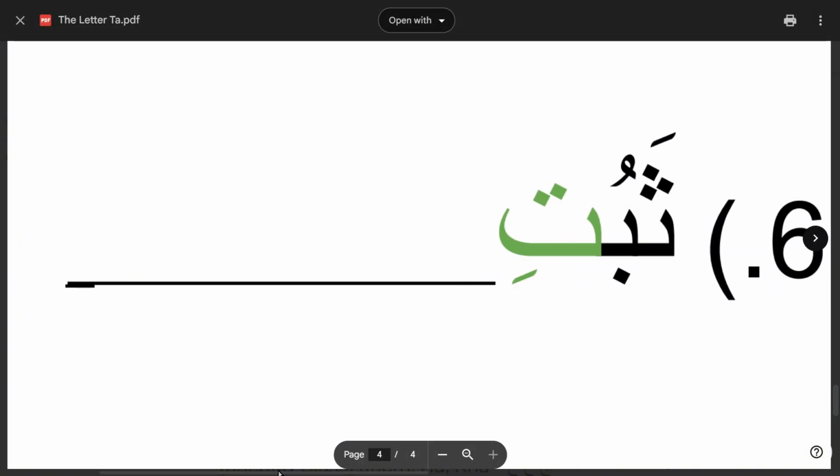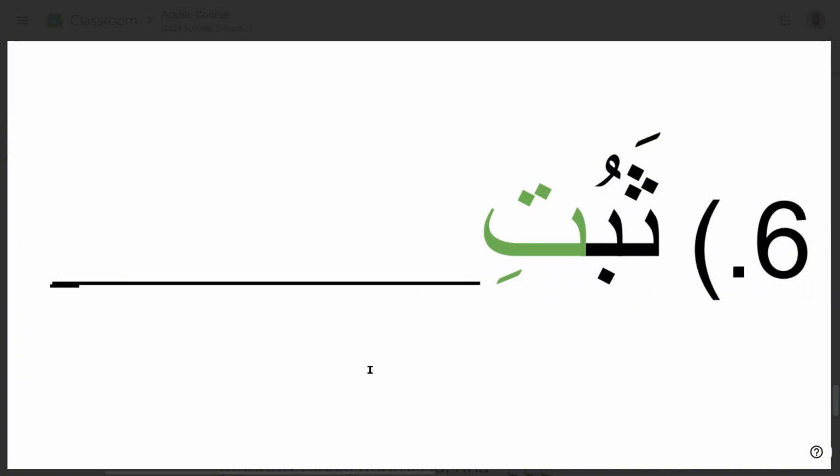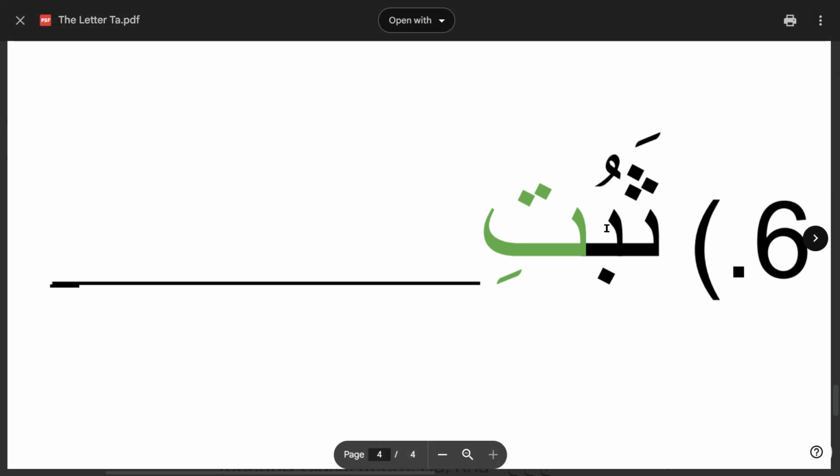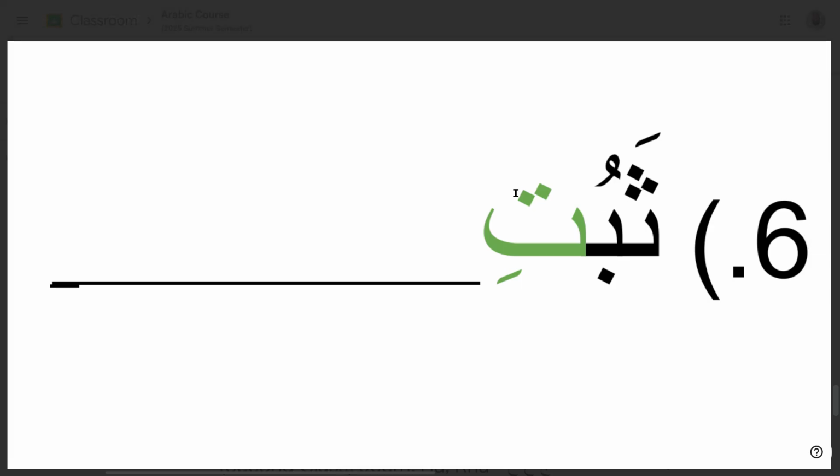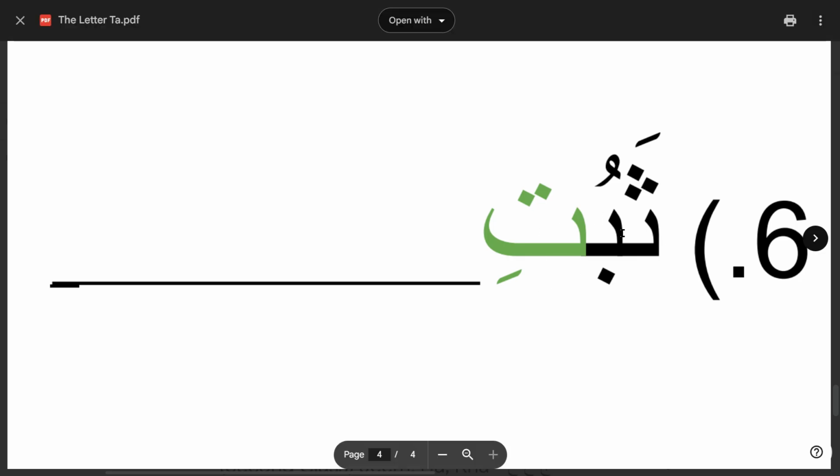Number six. Tha fatha, tha. Good. Ba dhamma, bu, ta kasra, ti. Thabuti. Good. Tha with a fatha, ba with a dhamma, bu, ta with a kasra, ti. And sometimes it feels like a tongue twister. Thabuti.